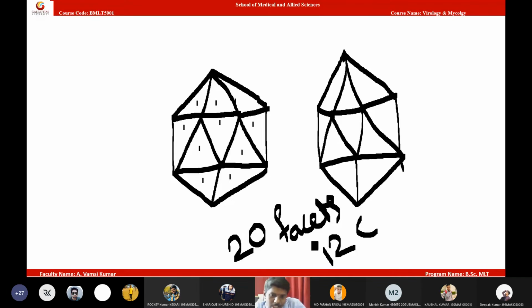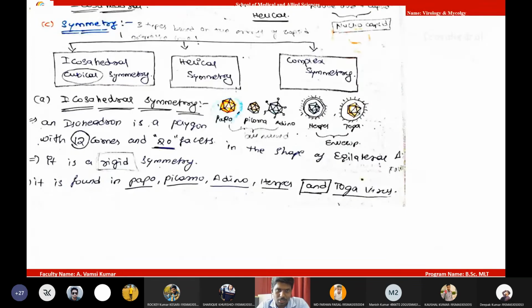Then they say that an icosahedron has 12 corners. So let us see the corners now. We have 1, 2, 3, 4, 5, 6. So 6 corners on this side and 6 corners on the posterior side of the icosahedron. So this is how an icosahedron will have 20 facets and 12 corners. A true icosahedron will have 20 facets and 12 corners. That is the structure of an icosahedron.